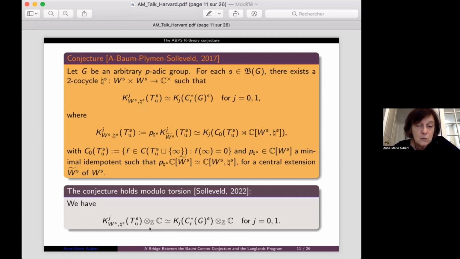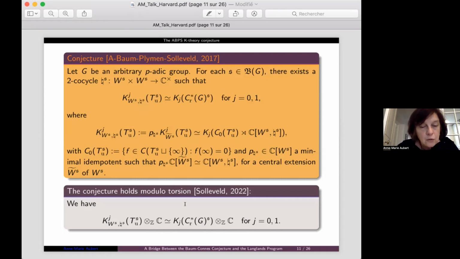And how we define this twisted version of the K-theory: we consider a minimal idempotent in the group algebra of W_S such that the twisted group algebra of W_S by our cocycle is isomorphic with the image by this minimal idempotent of the group algebra of a certain central extension of the group. I denote this central extension by W_S tilde.